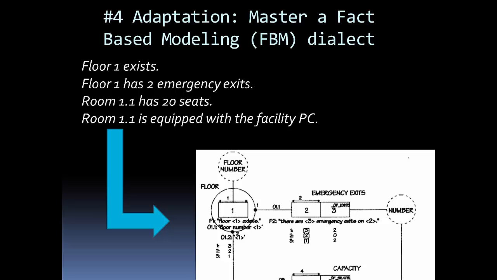So if we were building a model for a building, for example, some of the statements we would document to build our model would be things like floor 1 exists. Floor 1 has 2 emergency exits. Room 1.1 is 20 seats. Room 1.1 is equipped with the facility PC. Instead of looking at it in terms of structure, like floors and exits and equipment, we would look at it in terms of data semantics.